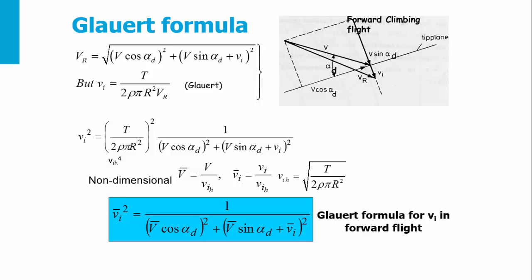But you remember we are extending the Glauert formula of the induced velocity. Substituting Vr into the formula of Vi and introducing non-dimensional notation V bar and Vi bar, we obtained a quite simple formula which gives the induced velocity in forward flight. Vi bar squared equals 1 divided by the square of (V cosine alpha d) plus (V sine alpha d plus Vi) squared. This is the Glauert formula for calculating induced velocity in forward flight.